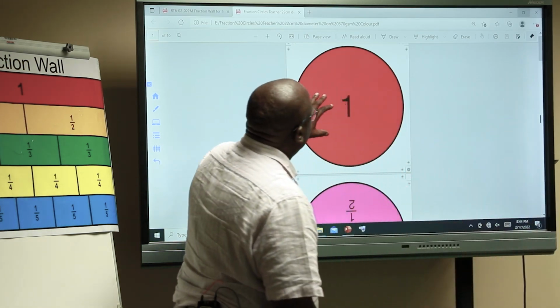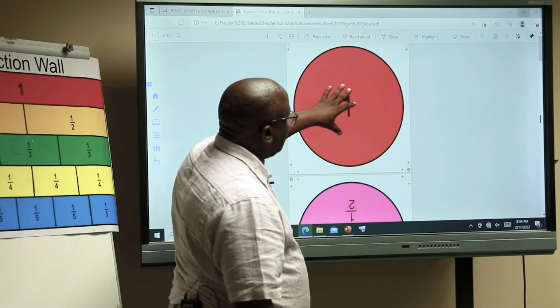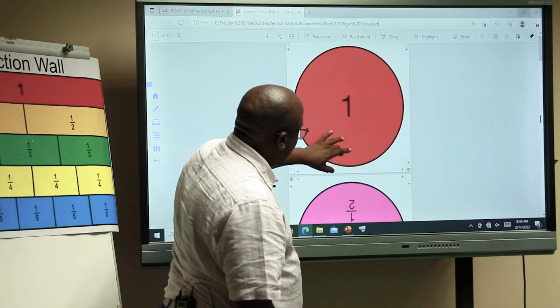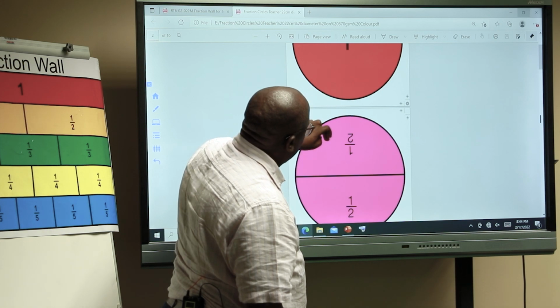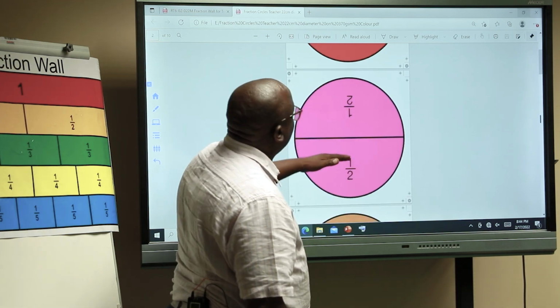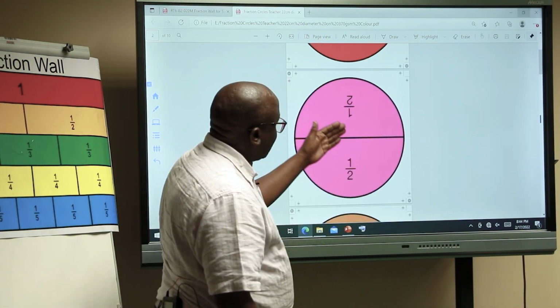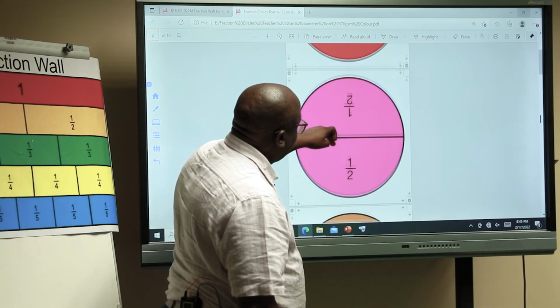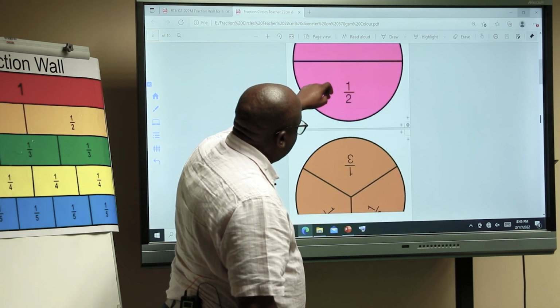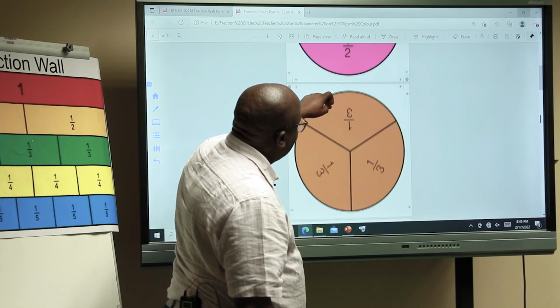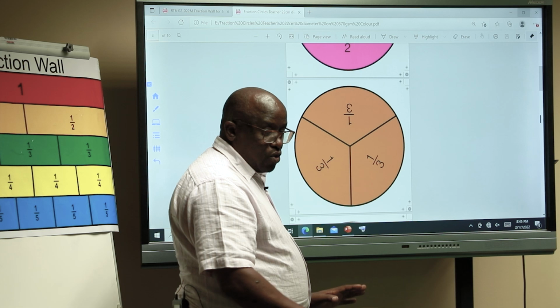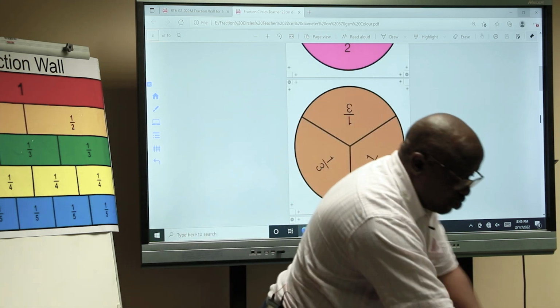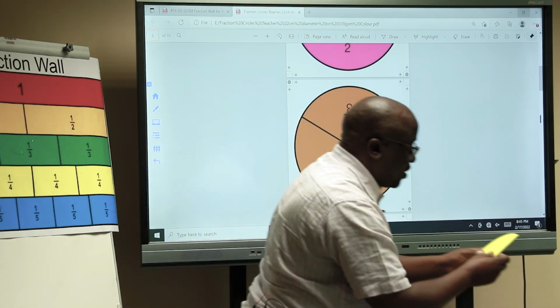Now, there it is. We've got our whole, and they can see that's a whole. As you work with halves, it shows you that the whole has 2 halves. You can go further with that whole and divide it into thirds. There it is, it's done for you. All these things are done for you. You have to use them.